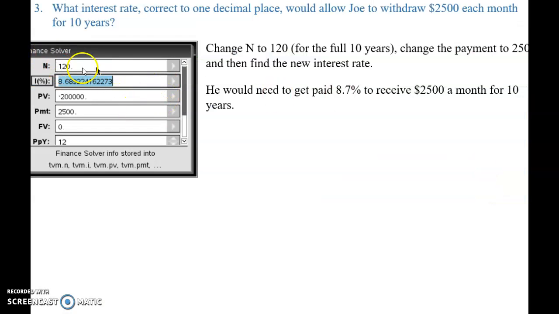So again, I changed N to 120 for the full 10 years. I changed the payment to $2,500, a positive value. And then I hit enter to find the new interest rate, which is 8.7%, because the question did ask for 1 decimal place, not 2.